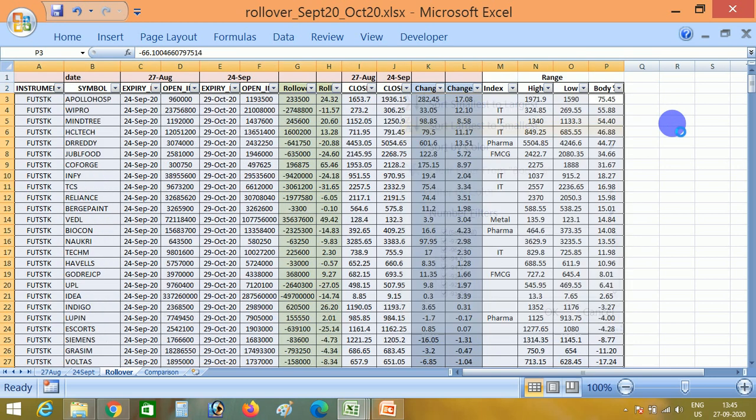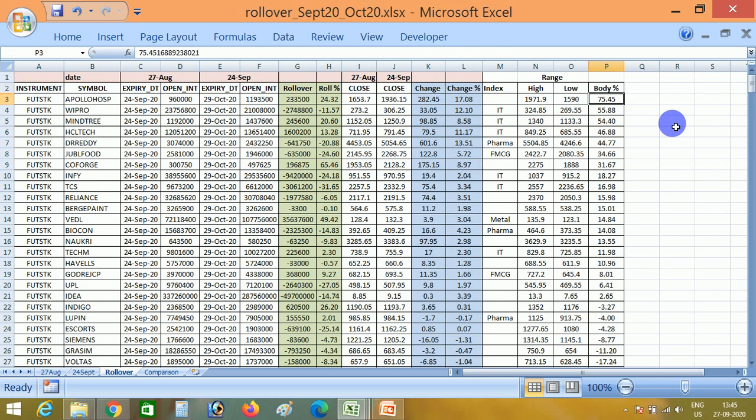I have arranged the body percentage from large to small. I have checked that Apollo Hospital has a 75% body on a monthly basis, and it also has close to 17% price change on a close to close basis, and the rollover is 24%. That means if we started the 24th September series with this number, then for the 29th October series we have started with a good number, that is a 24% increase in open interest.